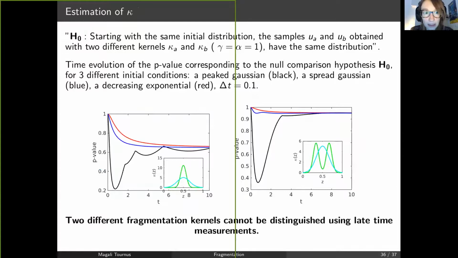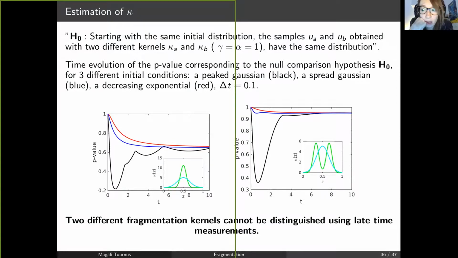We quantified it, and we make the assumption that, okay, let's assume that we start with the same distribution. Let's assume that we have gamma equal alpha, but two different kernels. Let's say, for instance, on the figure on the left, the kernel in red and the kernel in blue. Then, can we say that the distributions at time t are the same or not? And you see that if the initial condition in red or in blue is anything but a peaked Gaussian, which is in black, it's impossible to distinguish the different kernels from the distribution.